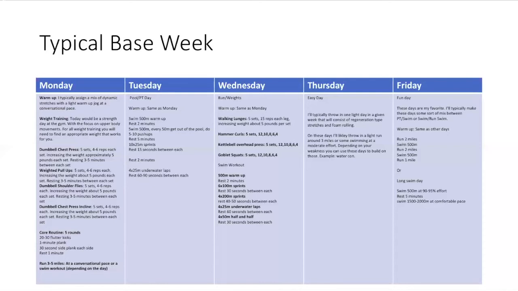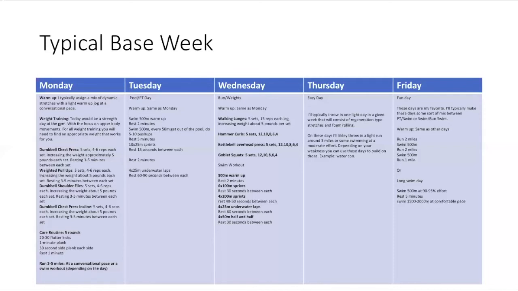So you have running and weights for Wednesday. You have your 4 strength exercises. It's more of a leg and full body focus. So there's goblet squats, legs, walking lunges, legs, hammer curls, biceps, and kettlebell overhead press. Overhead press is gonna be for your shoulders, and that's a good shoulder isolation exercise.